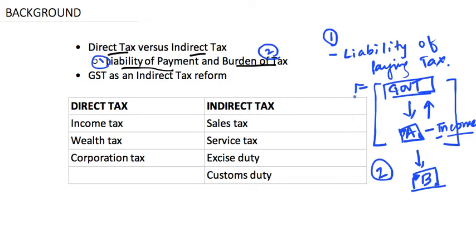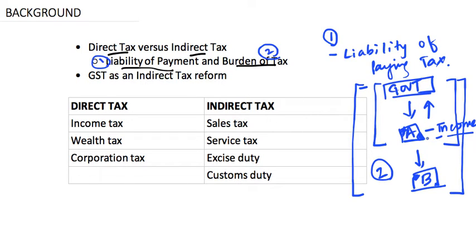Whereas, when we talk about an indirect tax, the relationship is this. In this case, the liability of payment lies on A, but he can transfer the burden of payment, which means that he can ask another person to submit the tax on his behalf, whereas he will be the responsible person to submit the tax to the government.